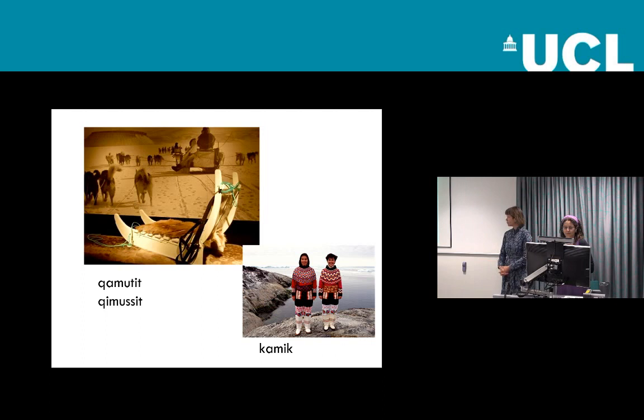But then there's a different word, kimusit, which means the sled when it's got the driver and the dogs attached and it's in use, as you can see in the picture behind. And then on the bottom right, you've got kamik, which are the traditional Greenlandic boots. And again, you can see from all of this vocabulary, there's nothing that this is related to if you think of the word for boot in any language that you might know. I should say that those boots are made of seal skin.